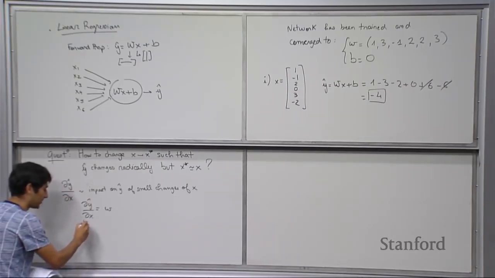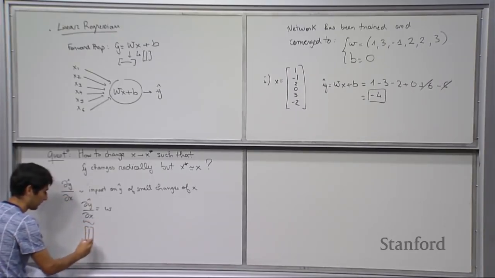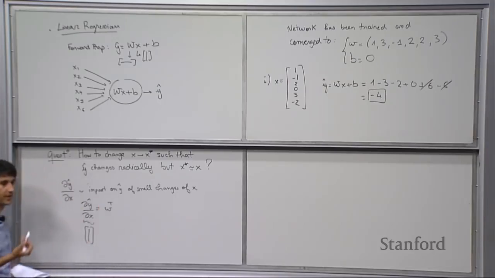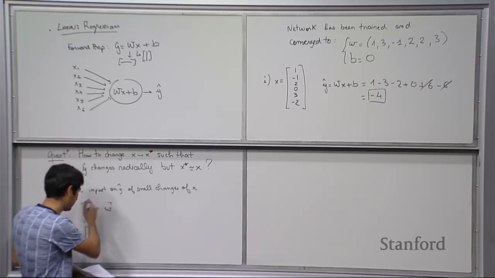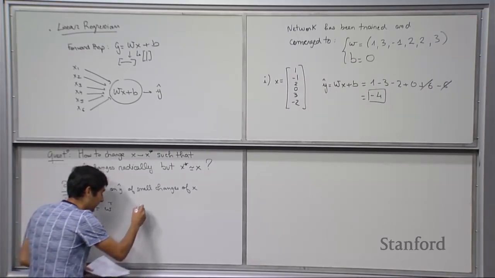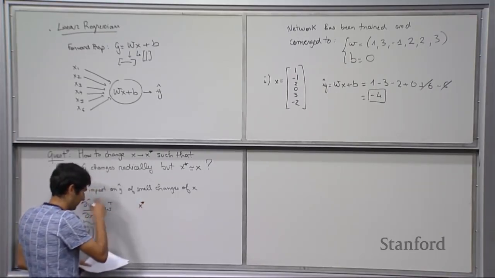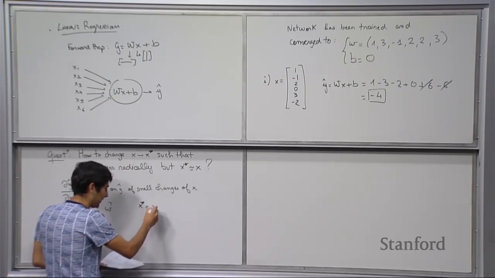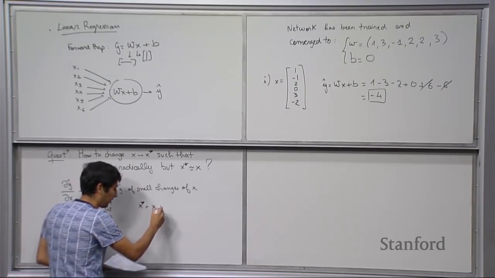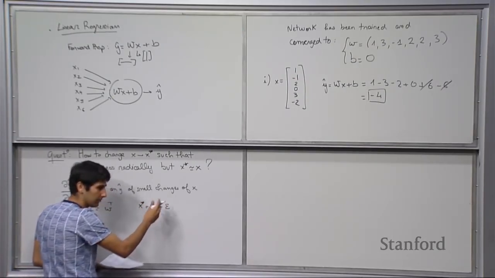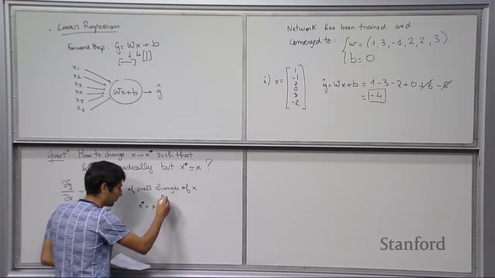The shape of that is the same as the shape of x, so it should be W transpose. Remember, the derivative of a scalar with respect to a vector is the shape of the vector. Now it's interesting to see this because if we compute x star to be x plus a small perturbation, which I will call the perturbation value.